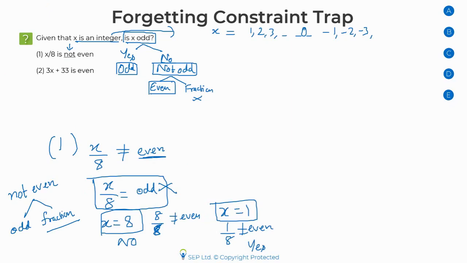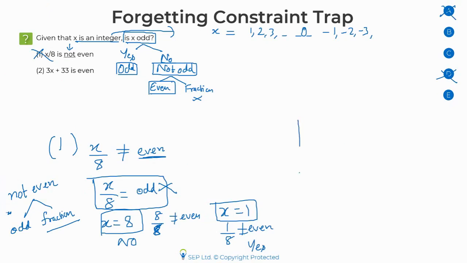So according to the first statement, is x always odd? Not really. Sometimes it is odd, sometimes it is even. So therefore, is the first statement sufficient to answer the question? Not really. Okay, my pen is not working. Statement 1 alone is insufficient. Alpha and delta can be eliminated.